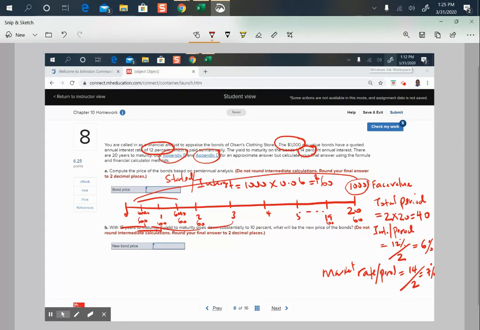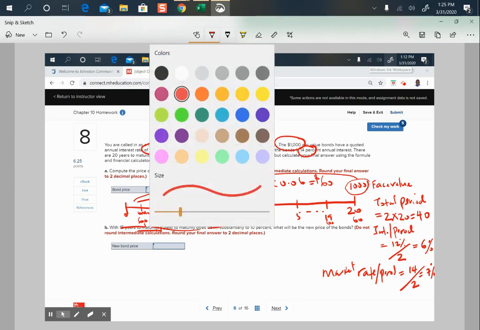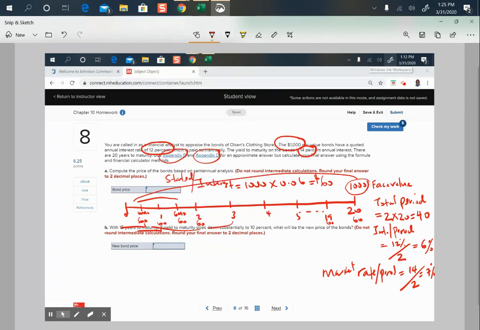So 866.68 will be the value of this bond today, given those terms. The terms are on a semi-annual basis at 12% being the quoted rate. That's the stated rate, and 14% being the market rate, or the yield rate, or the yield to maturity.